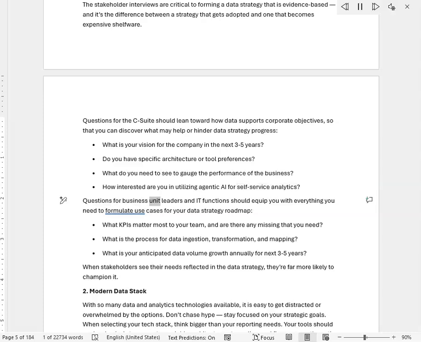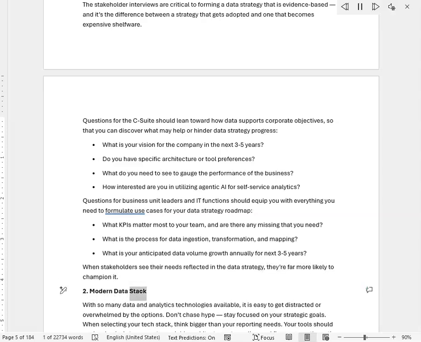Questions for business unit leaders and IT functions should equip you with everything you need to formulate use cases for your data strategy roadmap. What KPIs matter most to your team, and are there any missing that you need? What is the process for data ingestion, transformation, and mapping? What is your anticipated data volume growth annually for the next 3 to 5 years? When stakeholders see their needs reflected in the data strategy, they're far more likely to champion it.